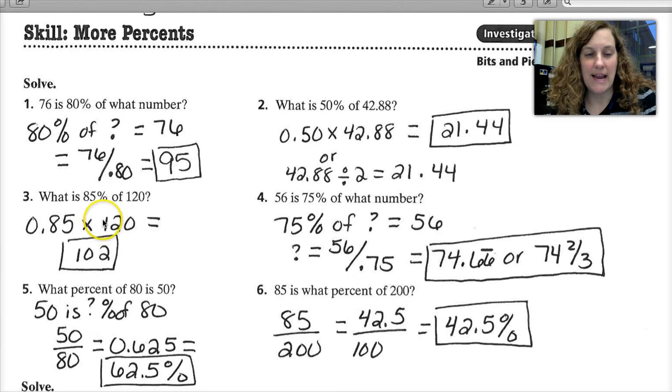3, what is 85% of 120? Straight multiplication again, 85% is 85/100. Multiply that times 120 and you get 102. Does that make sense? 85% is more than 3/4. 102, yeah, that makes sense.